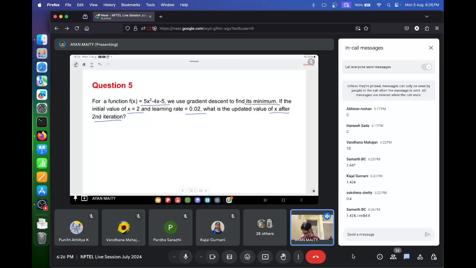Okay, so for this question, first what you have to compute is the derivative of this function that is given to you with respect to x. So the derivative f dash x is 10x minus 4. Now the initial point is x equals 2. At x equals 2, what is the derivative value? f dash 2 is 20 minus 4, which is 16.